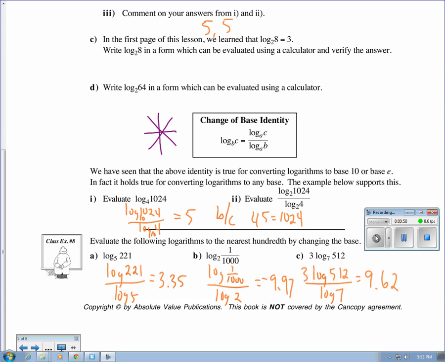So I've applied the rule: log of the argument, log 221, divided by log 5. Throw it into your calculator: 3.35. Log of 1 over 1,000 divided by log of 2: 9.97. Just going to two significant digits, or to the nearest hundredth, do some rounding. The last one, that 3 stands out in front. It's 3 times the log base 10 of 512 divided by log of 7. And my calculator simply gives me my answer, and that's great.